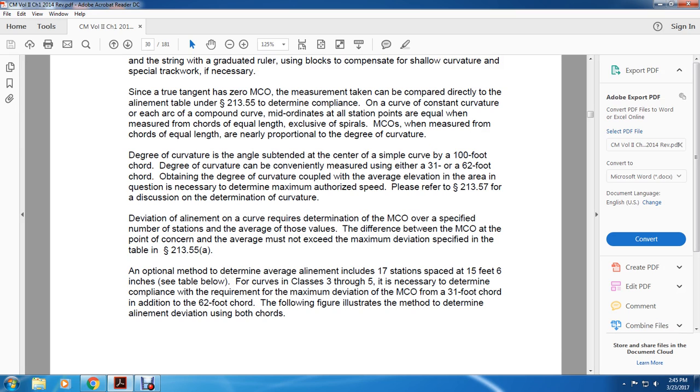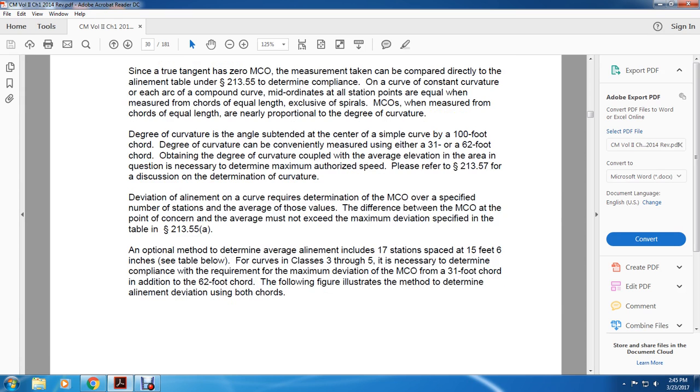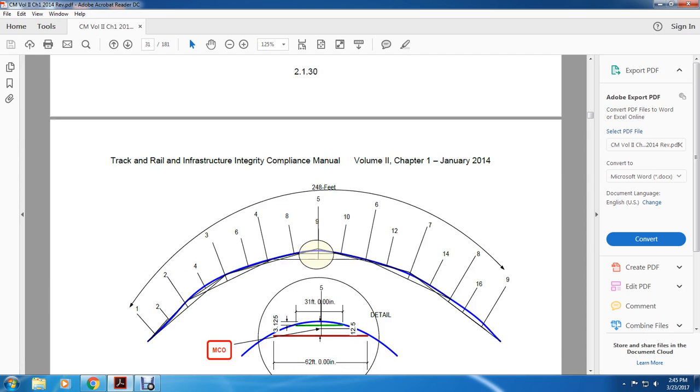See table below. Further, for curves of class 3 through 5, it is necessary to determine the compliance requirements: maximum deviation mid-chord offset from the 31-foot chord and additional 62-foot chord. The following figures illustrate the method of determining the alignment and deviation of both chords. Alright, your mid-chord offset, these are the stations 1 through 9 on the outside and 2 through 16 on the inside of 248 feet.